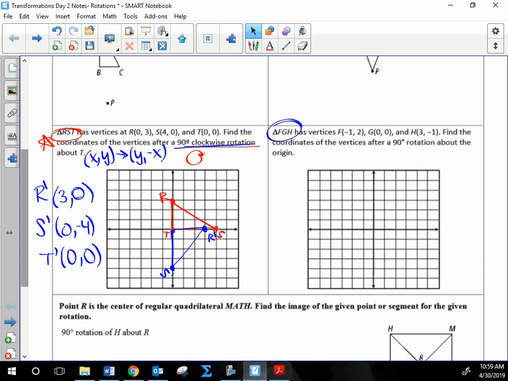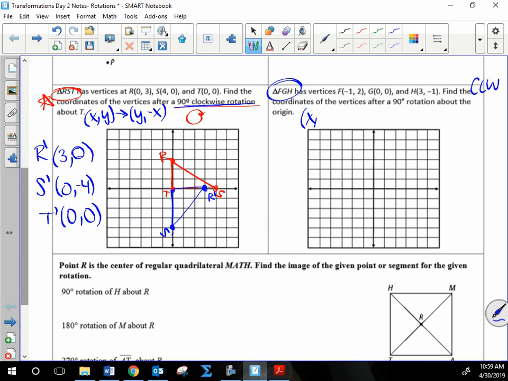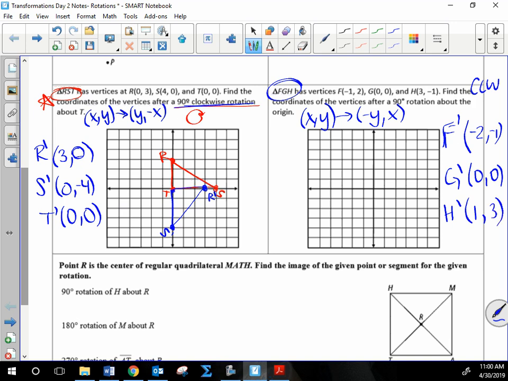Alright guys, I'm going to go ahead and display our answer for triangle FGH. So our rule says 90-degree rotation, then specify, which means we're going to be going counterclockwise. Counterclockwise. So we look back up at our rules. Counterclockwise means it's this rule that we'll be using. So -y, x. Becomes -y, x. Alright, so my f prime is going to be -2, -1. G prime is easy, 0, 0. And H prime is +1, 3. Do we agree with these points? Yes.